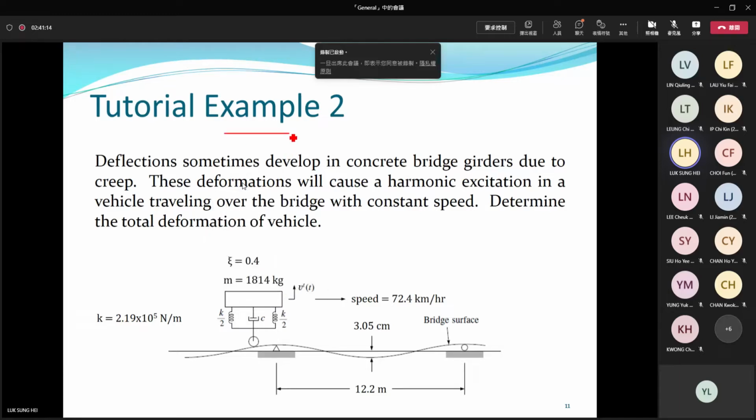Example 2. Example 2 is not that straightforward if you just read the question. It is a lengthy question, so you have to have a look at the problem first to see what you are doing. Suppose we have a concrete bridge girder. A concrete bridge is not a straight line because we have some curvature, some camber or creep, making the bridge become something like a sine wave. This is the shape of the bridge.